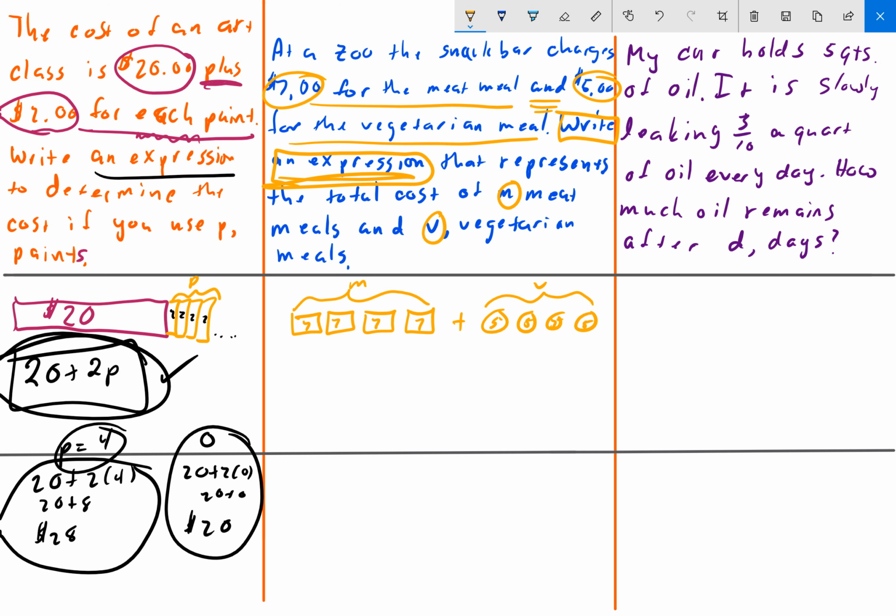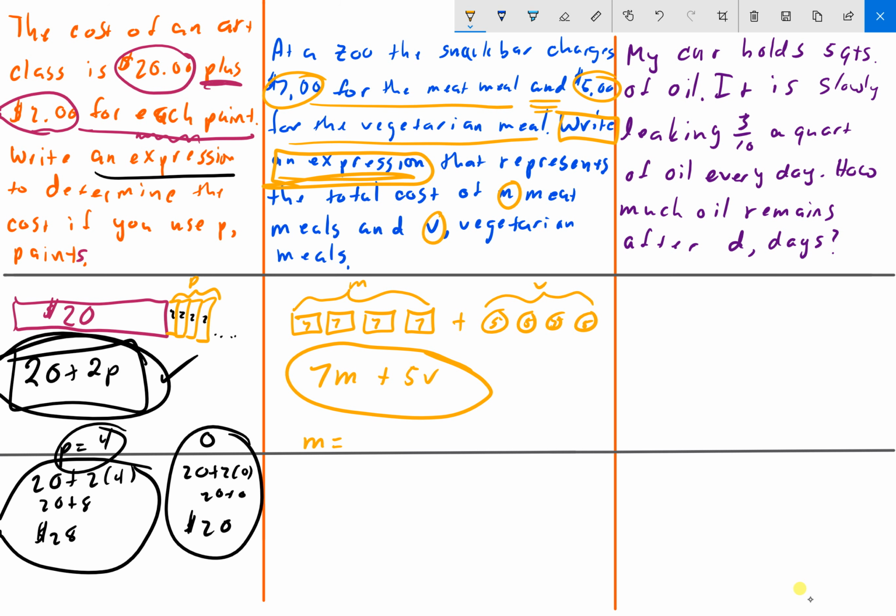So it's super easy. Well, every meat meal I order is $7. So it's going to be 7M plus the cost of each vegetarian meal, which has to be 5V. Now, I want to just make this perfectly clear. This is your expression. That is the answer.